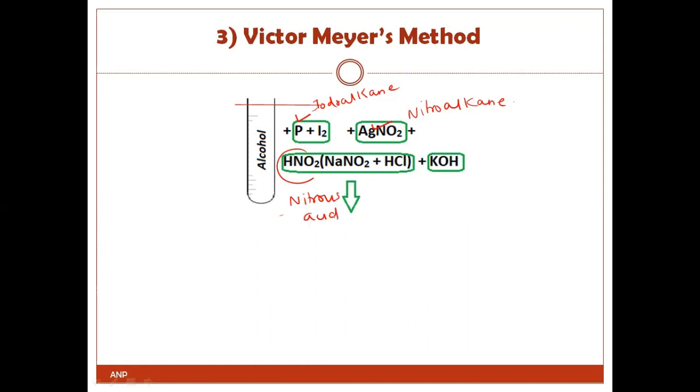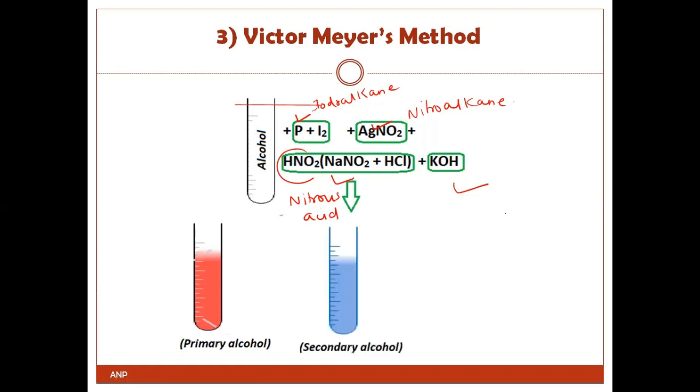And nitrous acid is nothing but the mixture of NaNO2, sodium nitrite, and HCl. The nitroalkane thus obtained is treated with nitrous acid, and the resulting solution is finally made alkaline with KOH, and you will get some color. So primary alcohol gives red color, secondary alcohol gives blue color, and tertiary alcohol gives no color with KOH.